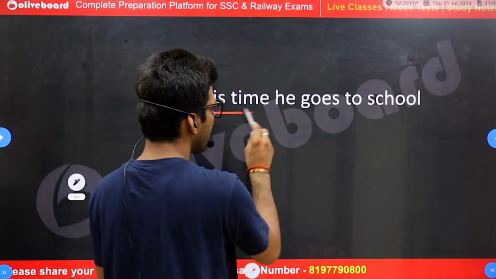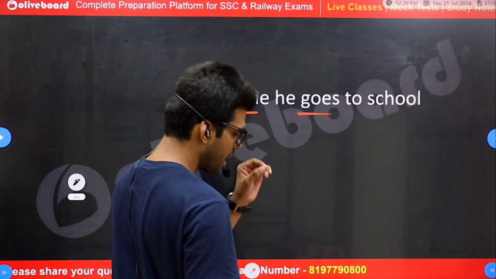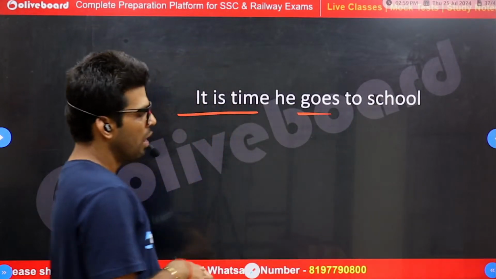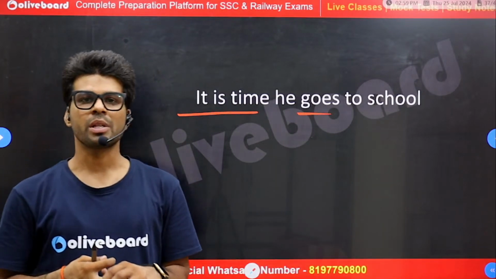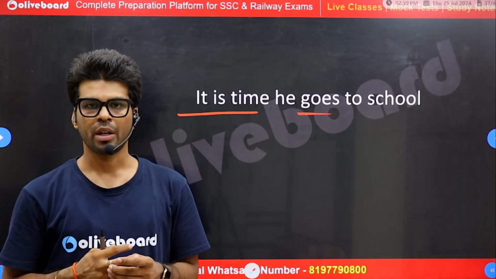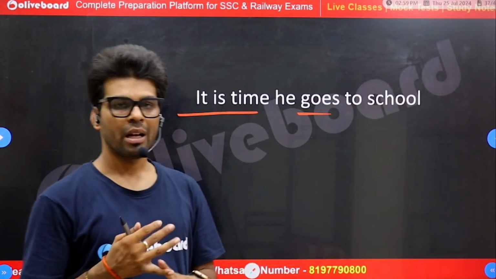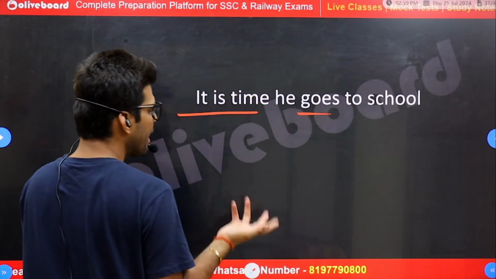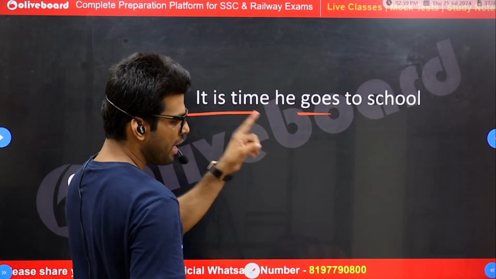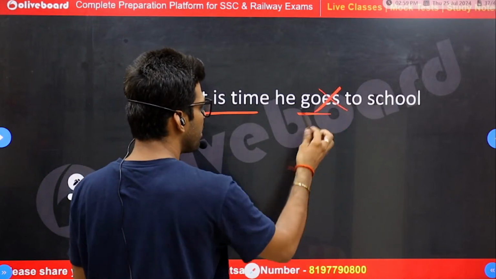Which sometimes shows present tense and sometimes shows past tense. If you go through The Hindu, if you go through the Indian Express, you may get the present subjunctive into consideration also, using a present tense after "it is time". Listen carefully, for bank, for RBI, for CAT and such examinations, because they deal directly from newspapers. So we may come across a present tense here, but not this mood. The answer will be "he go".